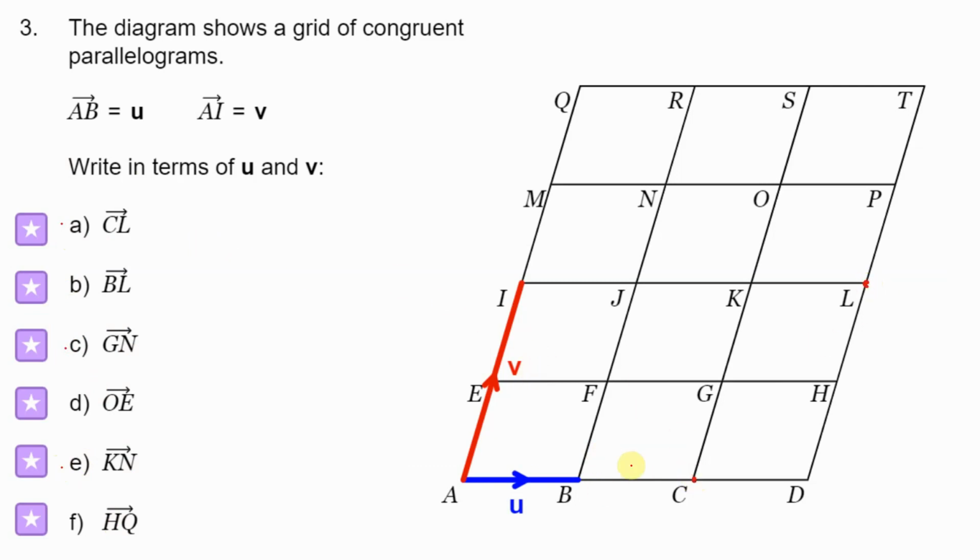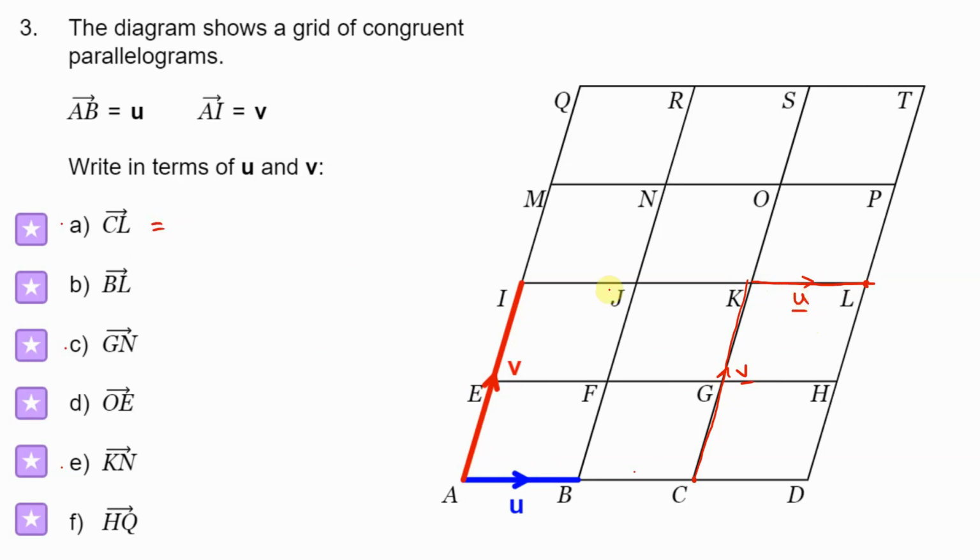C to L. Well, I want to go up and right. That's kind of my path of how I'm going to work it. So I'm going to go up. That is going to be V. And then when I go to the right, that is going to be U. Both positive, because I'm going in the same direction that they've stated they are.